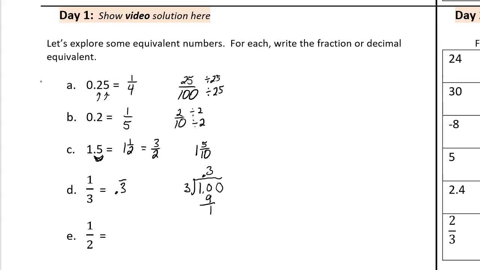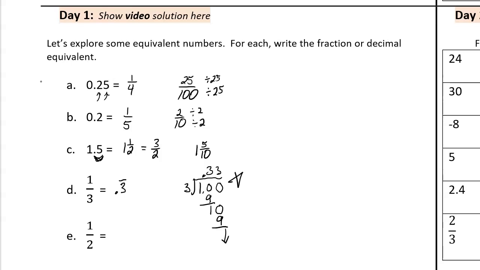Then fill in an extra placeholder 0 and bring it down, and you've created a 10 again. 3 divides into 10, 3 times. 3 times 3 makes 9. And so on. This is going to continue forever, and that's why the answer is 0.3 repeating.